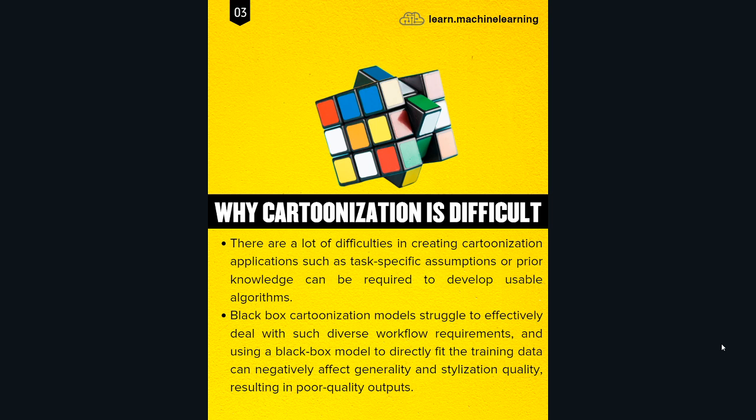So these are all black box cartoonization models, which struggle to effectively deal with such diverse workflow requirements, because we got many other models previously that try to convert normal images to cartoon images. Most of them are black box models. So what exactly is a black box? It's where we only know the input and output. We don't know what exactly is going on inside the algorithm. That is what a black box is, where we have less interpretability of the algorithm.